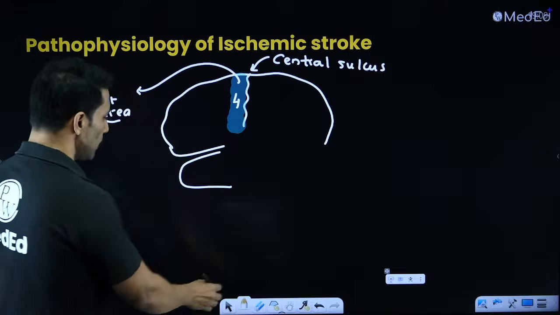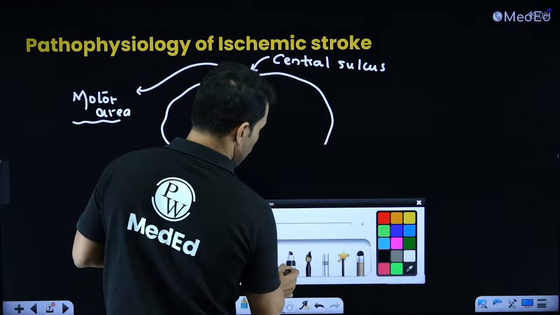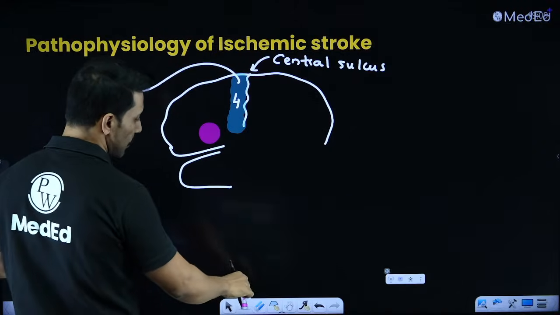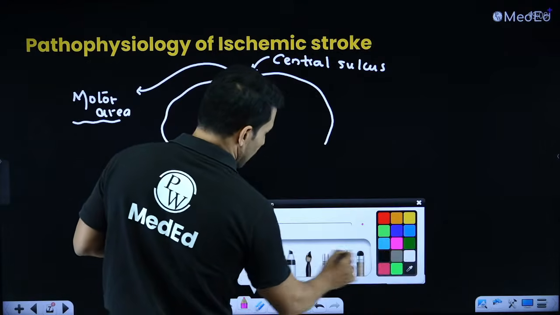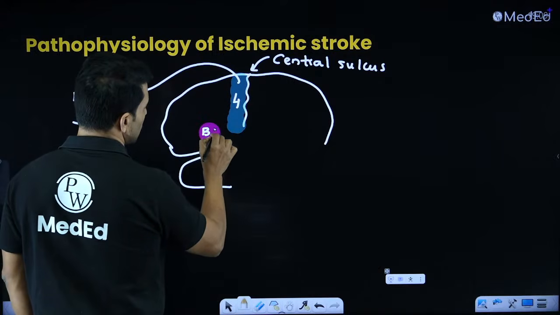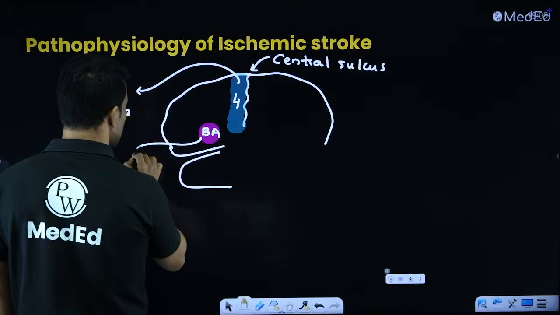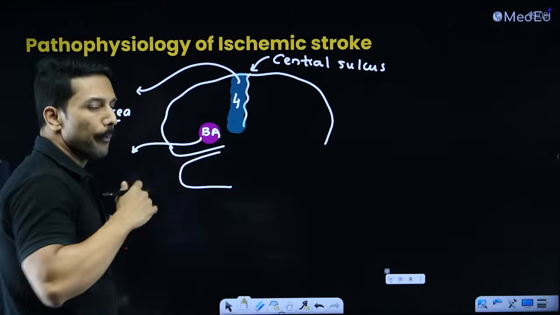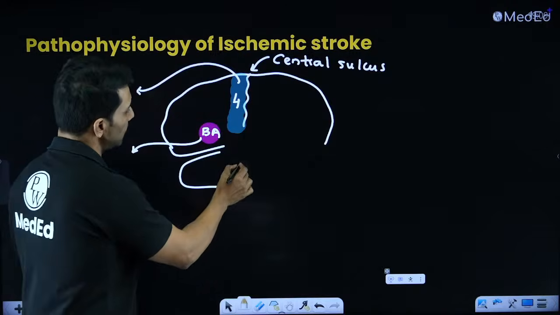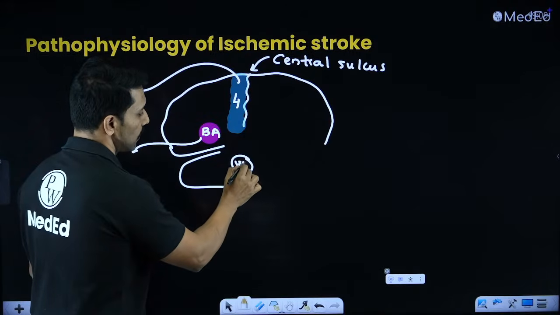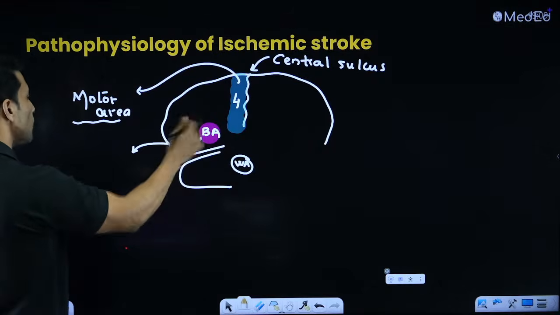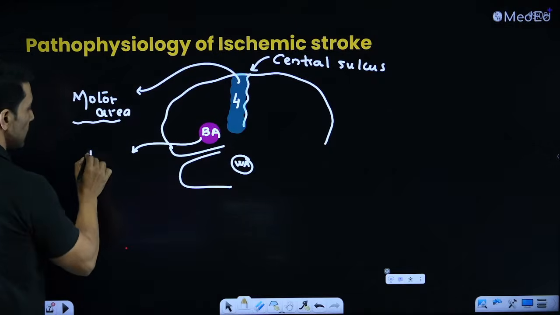Just anterior to it, somewhere here, you have one more area. This area is called Broca's area. Broca's area is the motor speech area, which is concerned with motor speech output. Understanding speech is the function of Wernicke's area, which is sitting here in the temporal lobe, and which helps you understand and decode speech. But when you have to produce speech, it is Broca's area which is responsible for it.